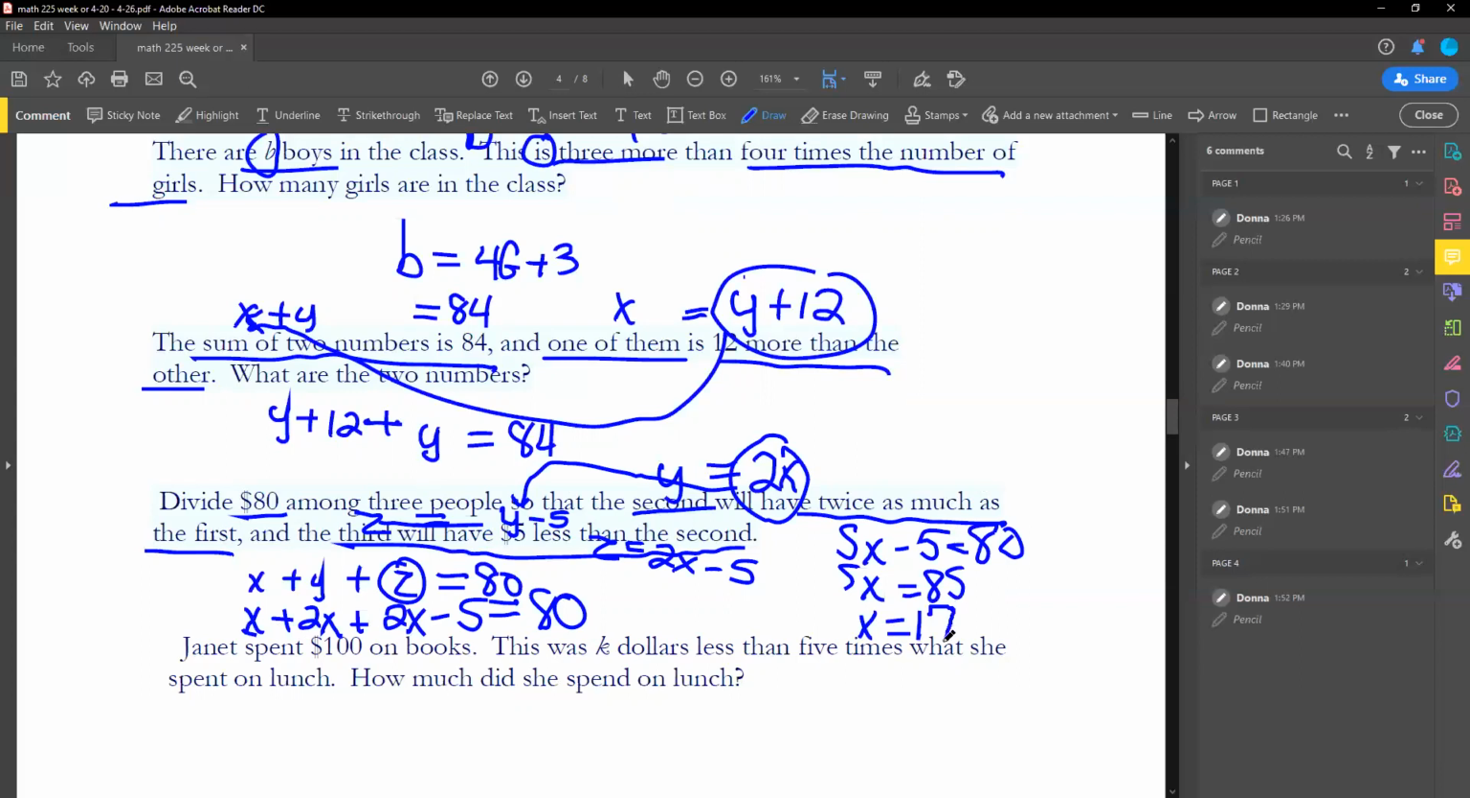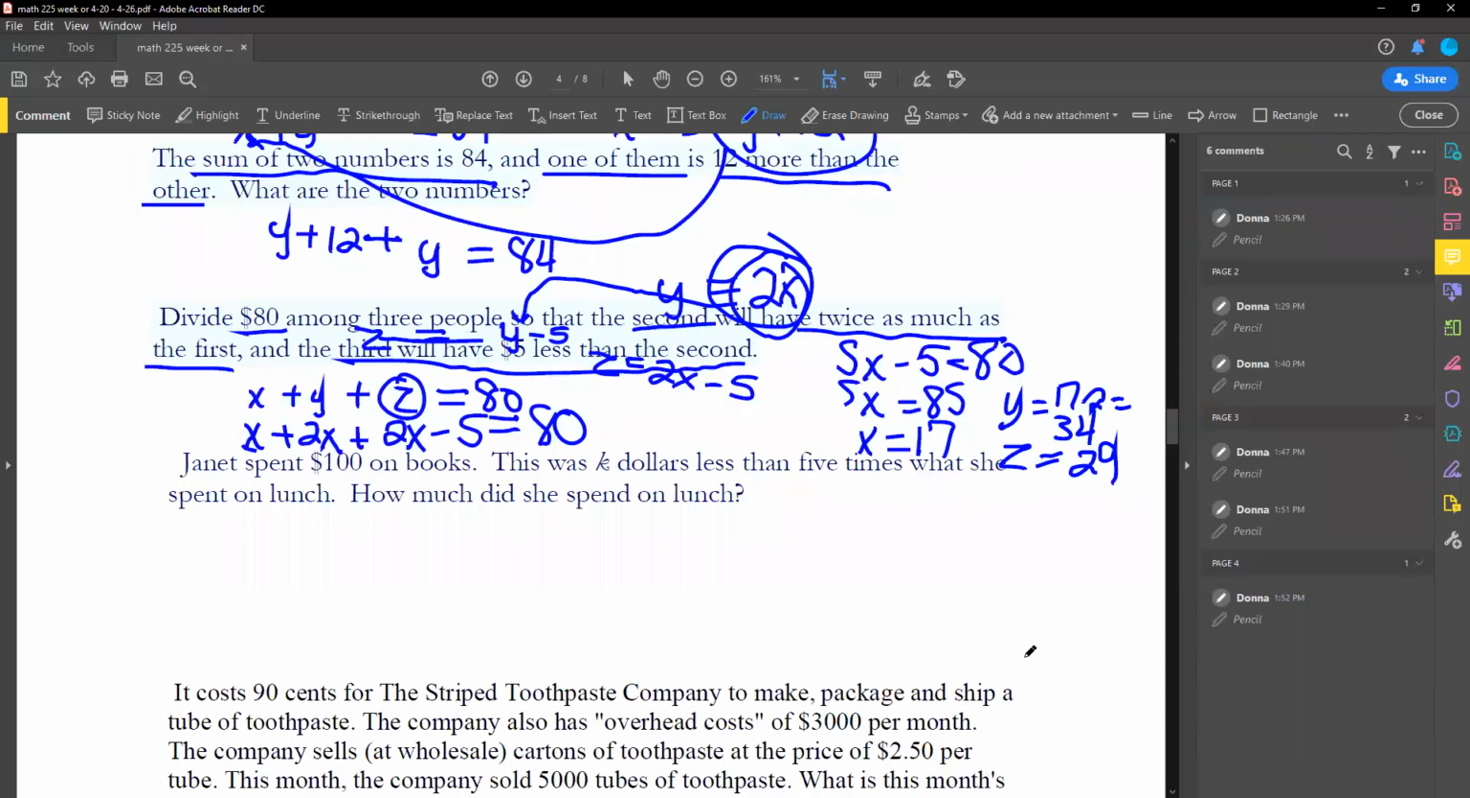Once I have that, I can go back and fill in. The second has twice as much as the first, so I just multiply 17 times 2. And that's going to give me 34. So the other one has 34 bucks. And the third will have $5 less than the second, so $5 less than 34 is 29. Okay. All right, so you want to be able to set these up. Like I said, split them down into their parts, one sentence, one phrase at a time. Okay. So let's look at another word problem.